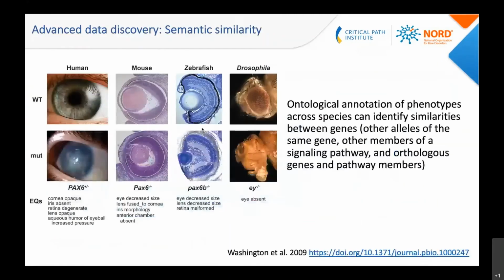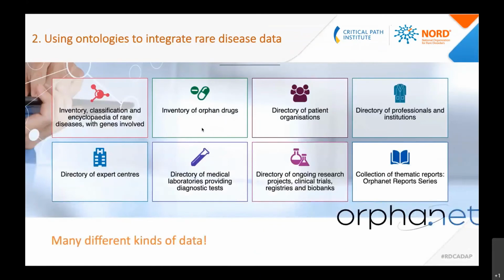So now that we know some of the ways that ontologies can be used to analyze, to discover, and to generate hypotheses, what can we do within the rare disease community? The bottom line is that rare disease data is complicated. There are many different types of data. If you look at the Orphanet homepage, for example, you see that they have data on rare diseases, the genes involved, drugs, patients and organizations, expert centers, thematic reports. There are all different types of data. So how do we start to get a handle on that and put that together into one searchable platform?